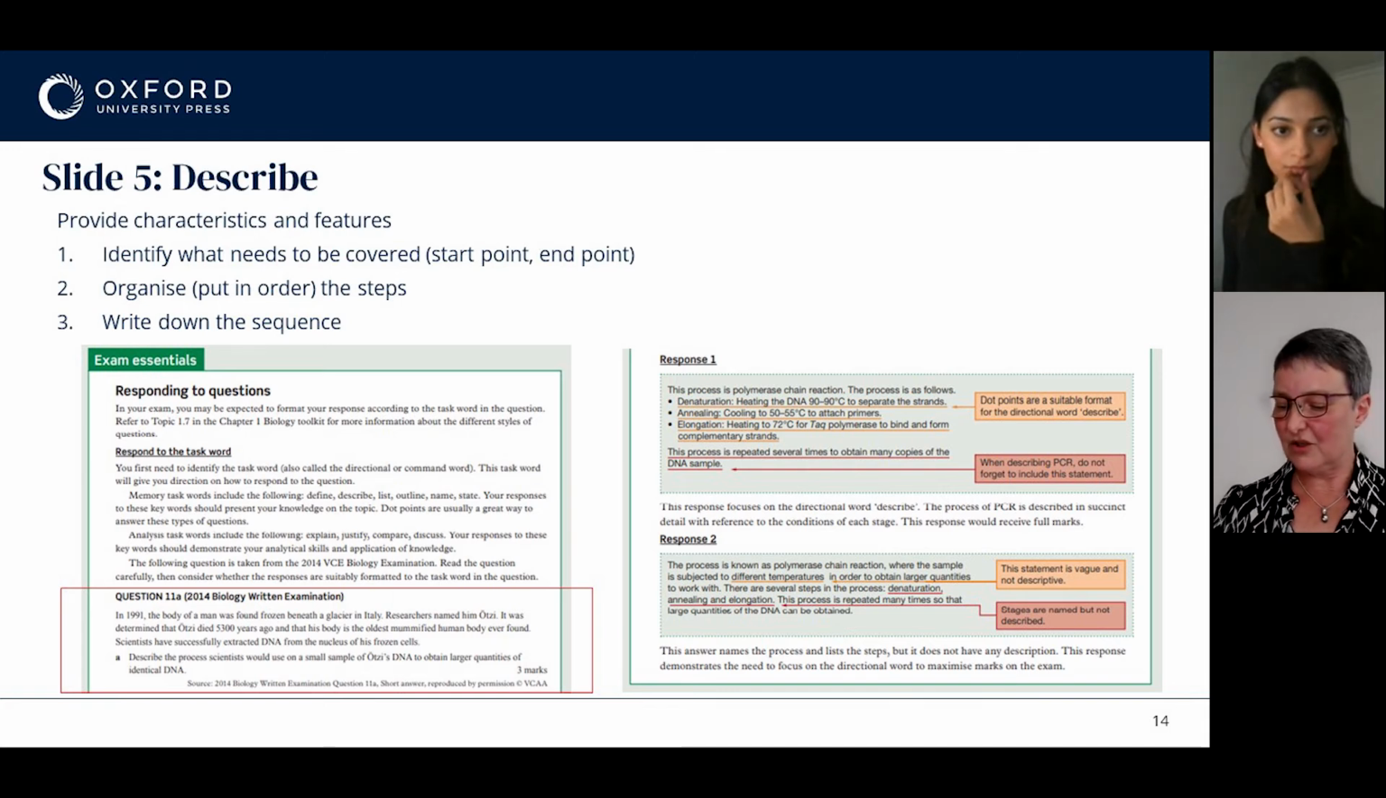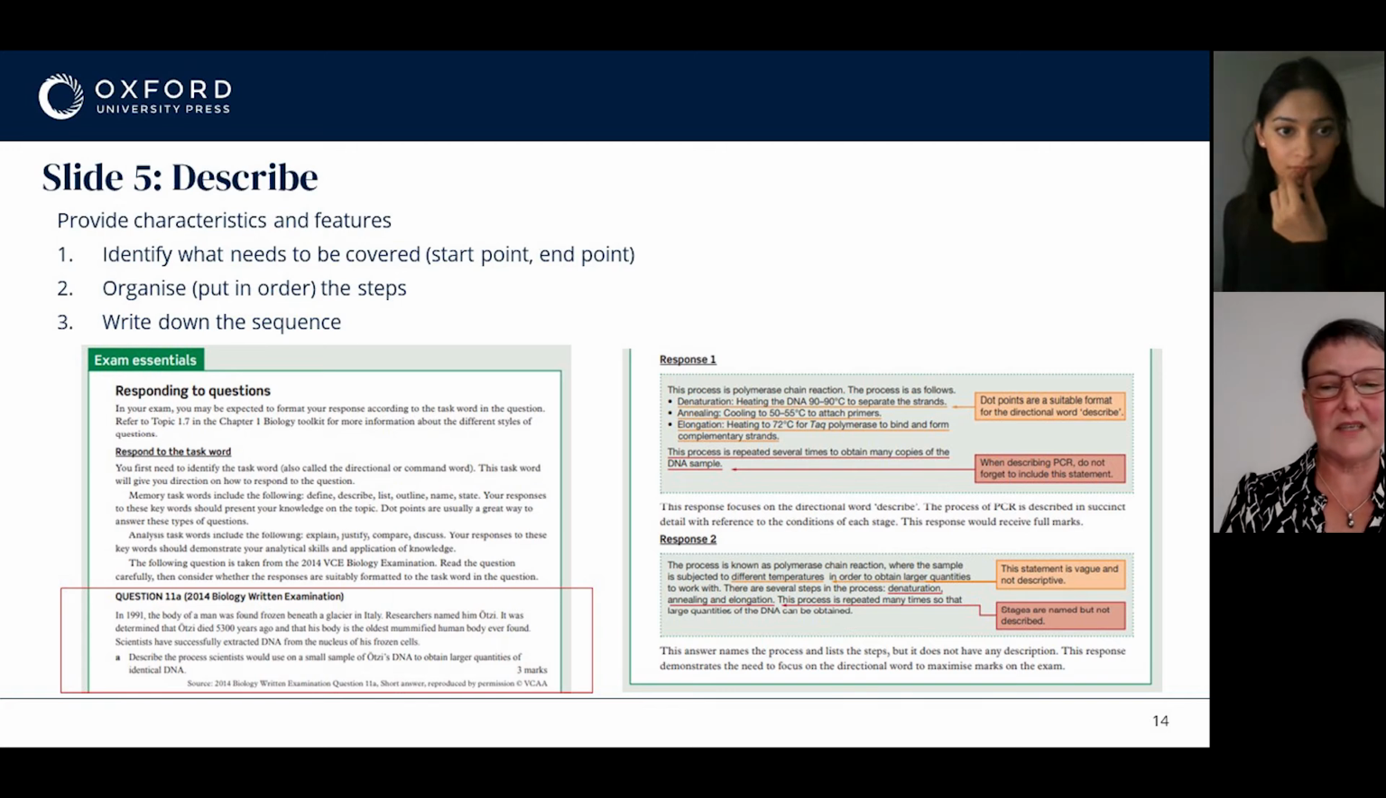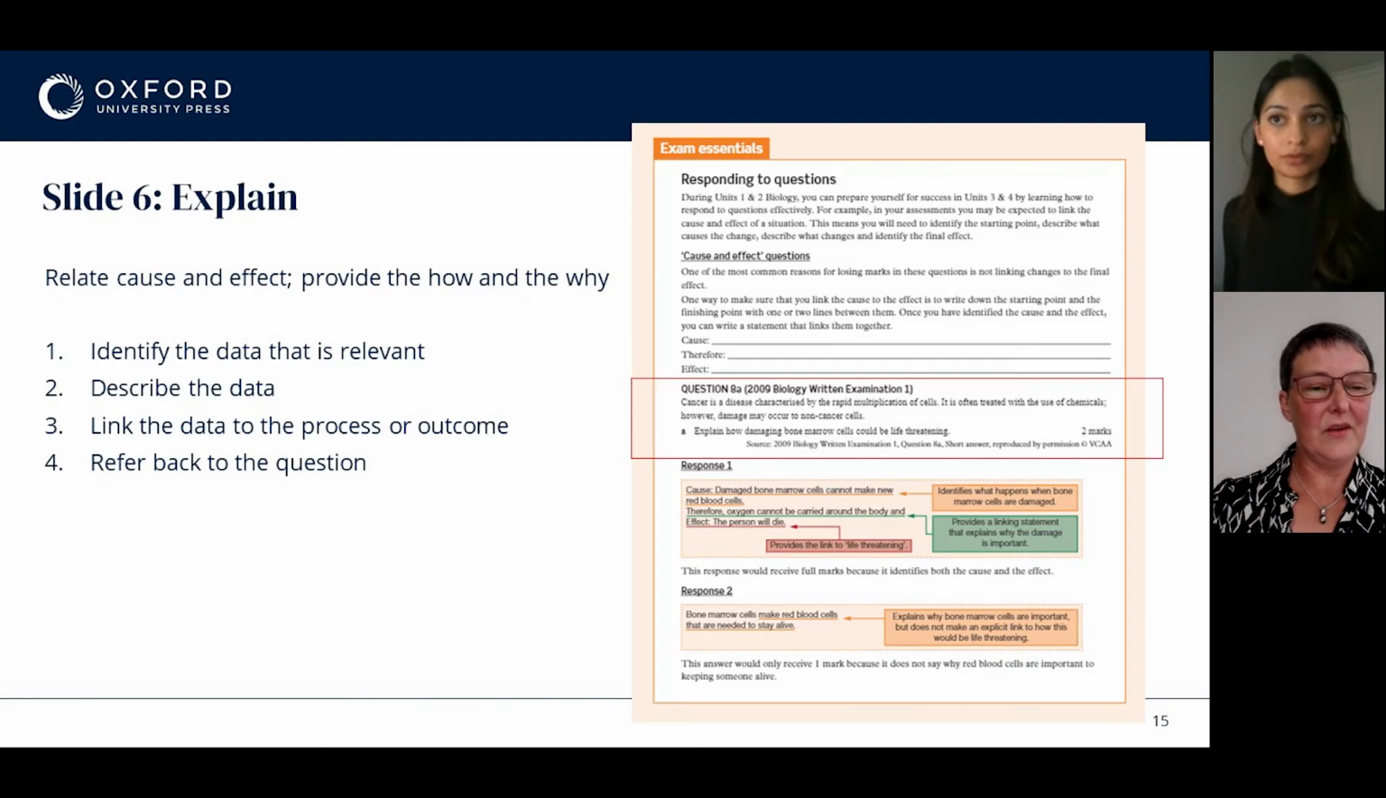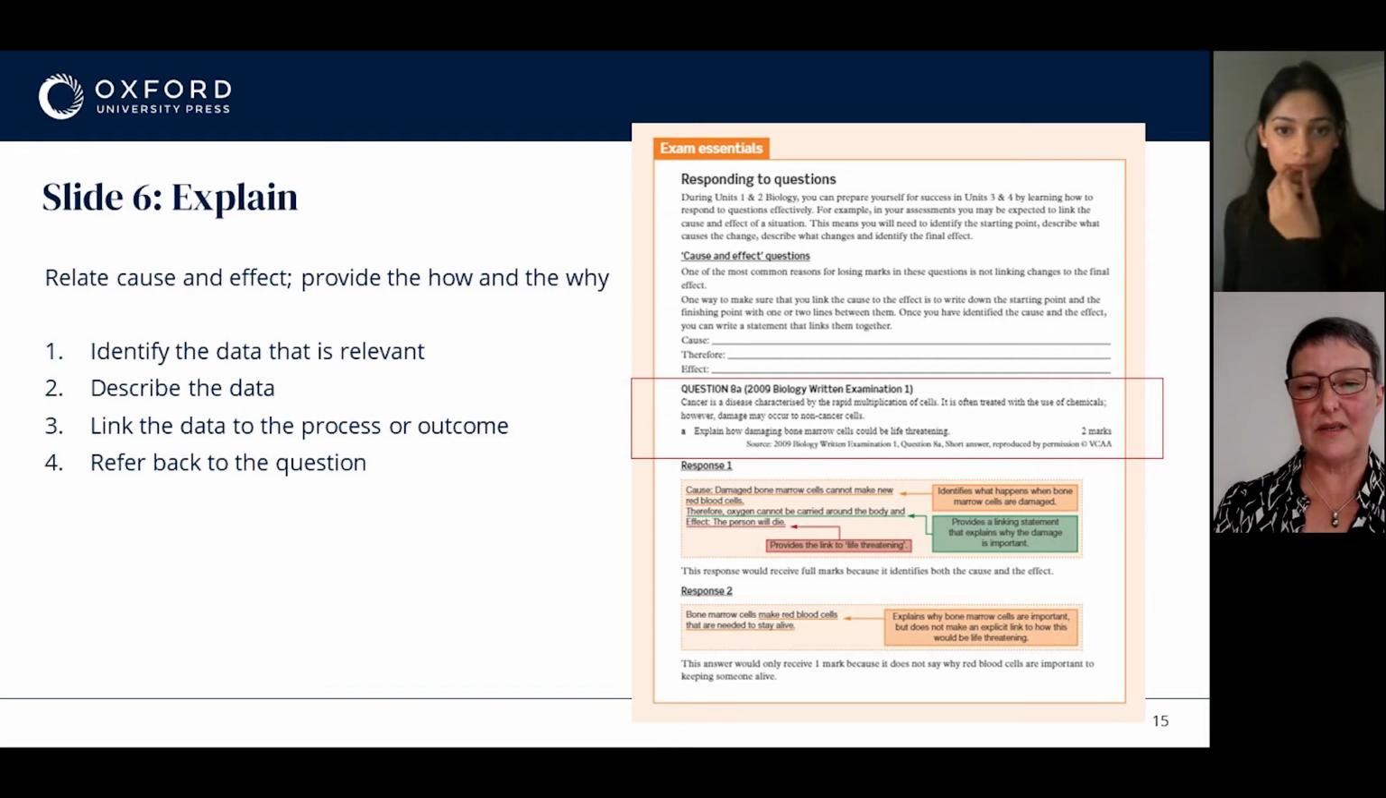So the types of things that you might have would be, for example, describe the process of relative dating. So that means describe what happens. What's the first thing that happens, second thing that happens, third thing that happens. Okay, so another one then is explain. So knowing the difference of what's involved in explain, and that's usually related to cause and effect, or the explain why or explain how something happens.